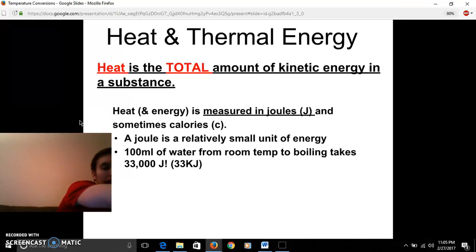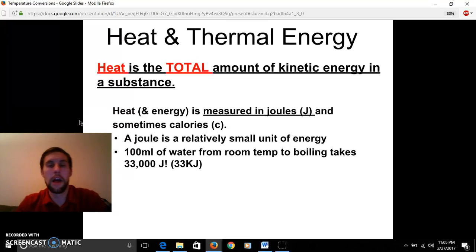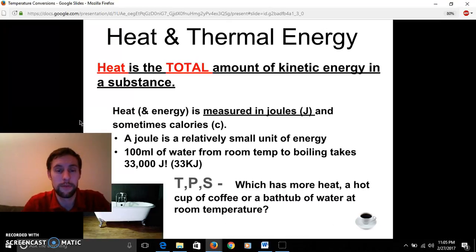And you take it from room temperature, and you boil it, it takes over 33,000 joules to make that happen, which means there's a lot of energy going in there, but each joule is not much. We usually say 33,000 or 33 kilojoules once we get above 1,000 joules.